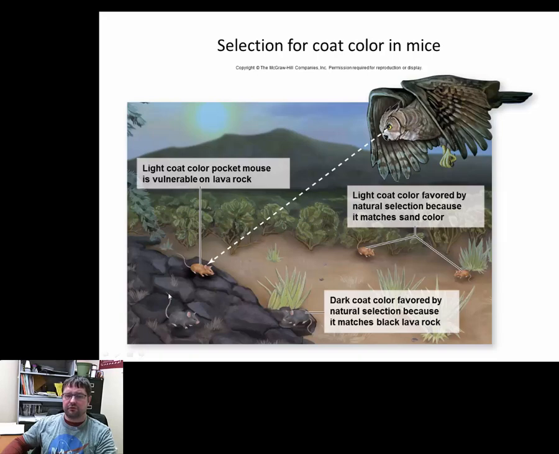You move off the basalt fields, off the dark-colored rocks, and out into the sands, and now you have the opposite effect. Okay? Light-colored mice, yes, they might give rise to a dark-colored mouse, but it doesn't last very long because the predators pick it off. And so you get a bunch of light-colored mice in this region that match their background. Okay? And that's natural selection.